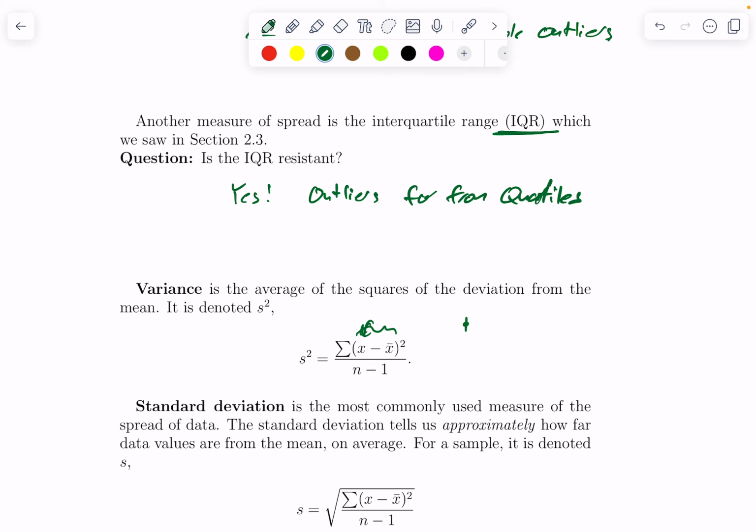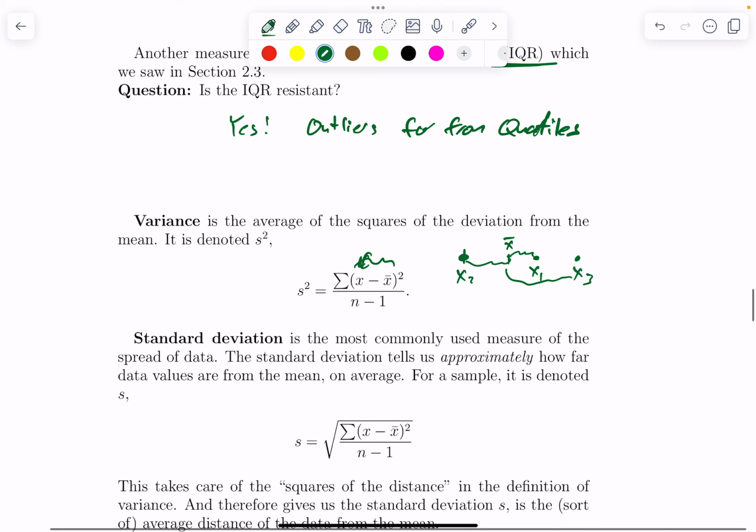Here's one data point. Here's my mean, x hat. And here's another data point. So here's x1, here's x2, here's x3. You take the distance between them. So that distance right there, you take the distance between it, and you square it. And you take the average of all of those, and that gives you the variance. The standard deviation is the square root of the variance.